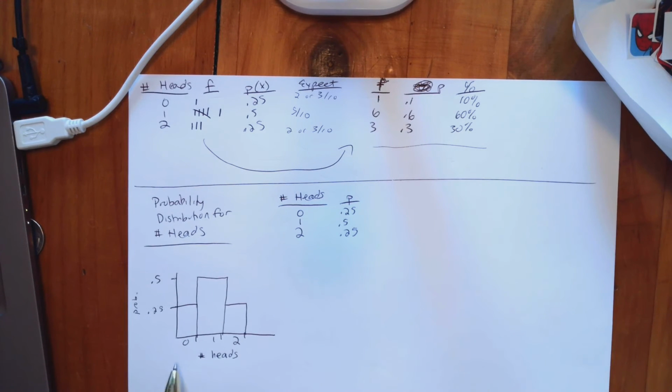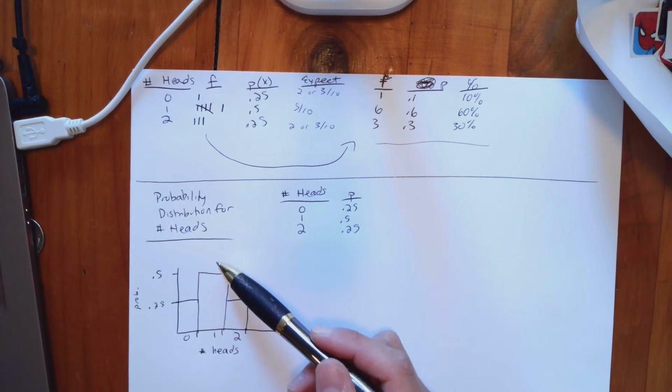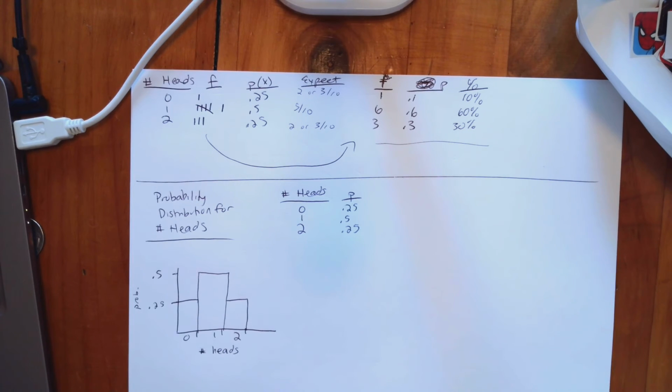You've got your different outcomes, which we can also think of as variable values on your x-axis, and you have your probabilities on your y-axis. And so just at a glance, you can see that our greatest probability is for 1 heads. That's the most likely outcome you have when you flip a coin twice.